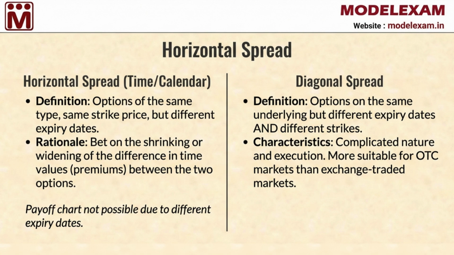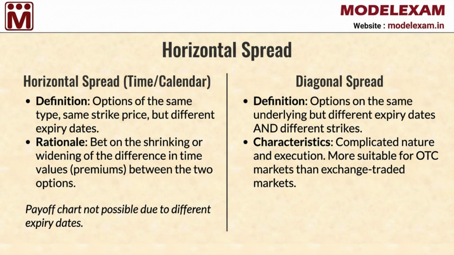Moving beyond vertical spreads, we have horizontal and diagonal spreads. A horizontal spread, also known as a time or calendar spread, involves options of the same type and strike price, but with different expiry dates. You are essentially betting on whether the difference in time value between the two options will shrink or grow.